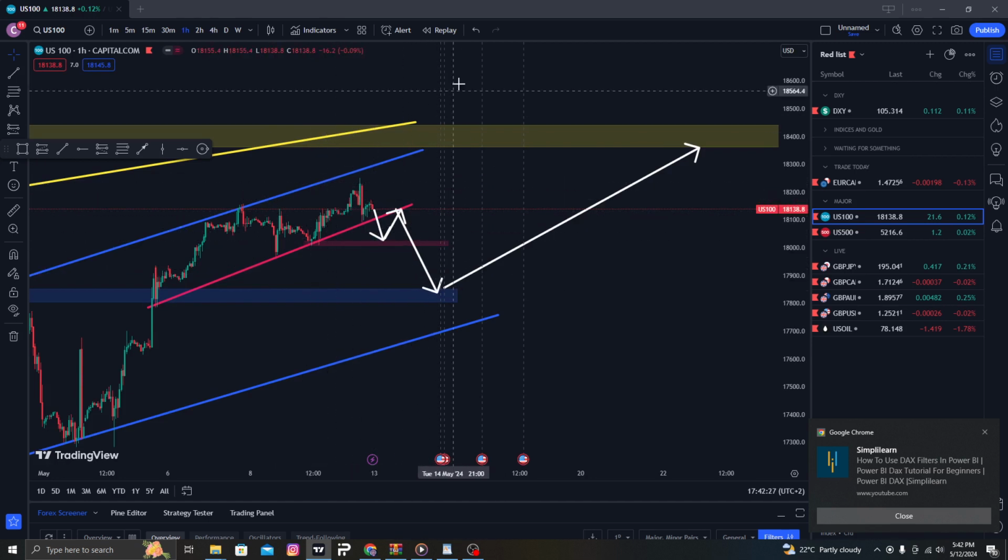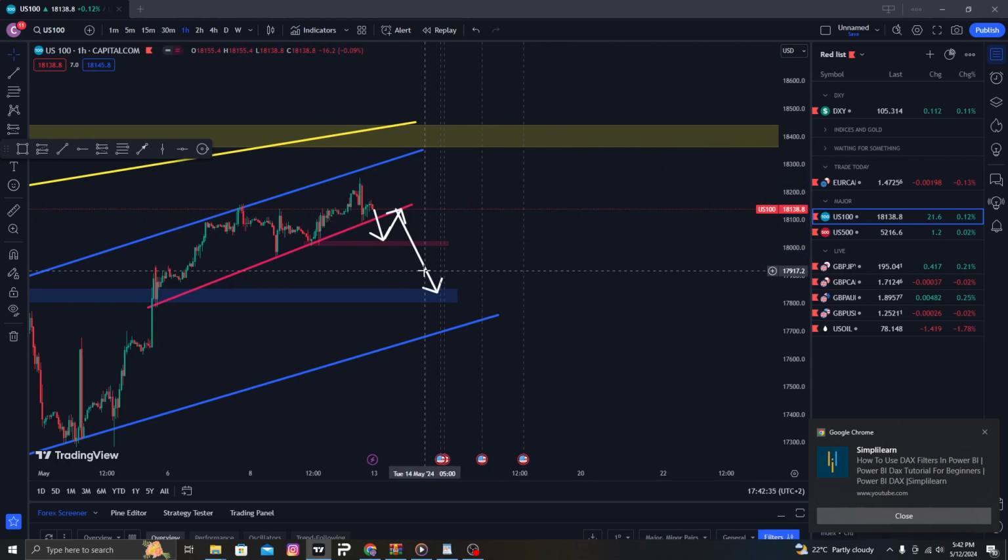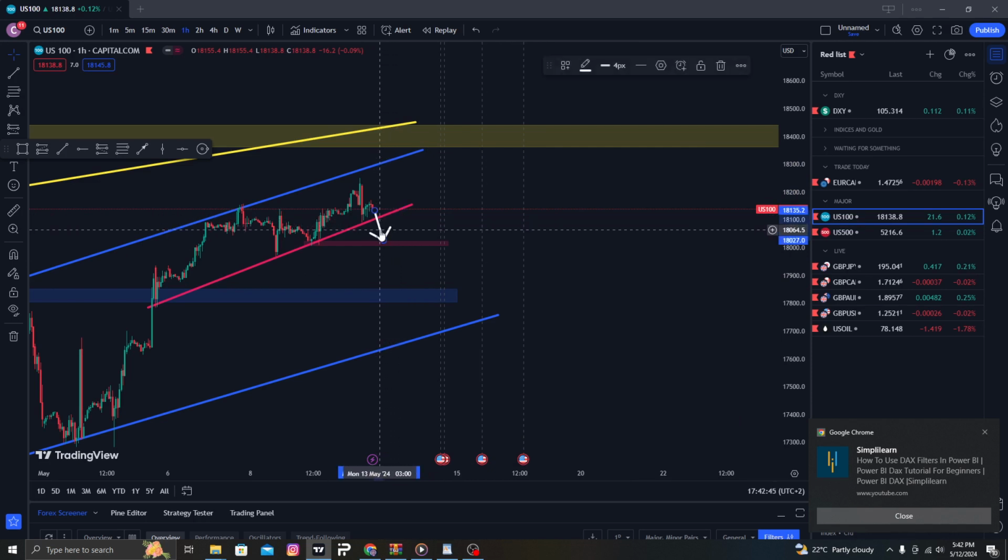But as traders, guys, you always have to look at all the scenarios that could happen. Price can do this as well. Price can touch here, go back up, and start reversing on this level.